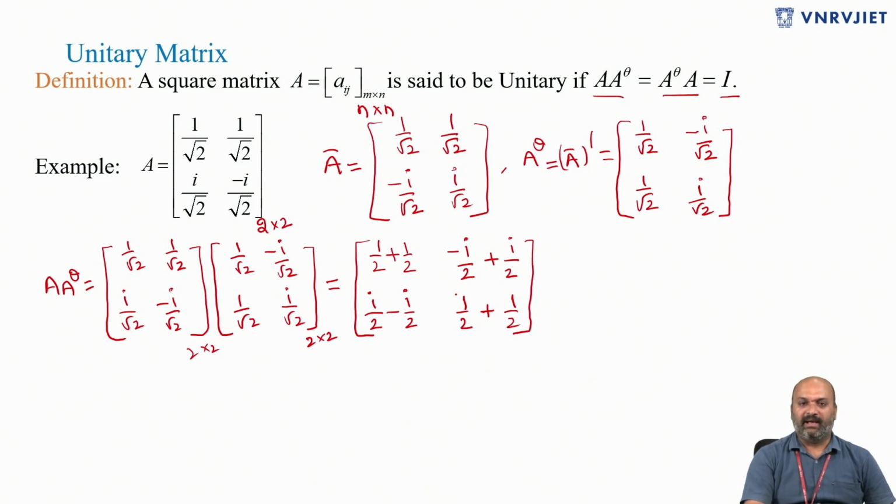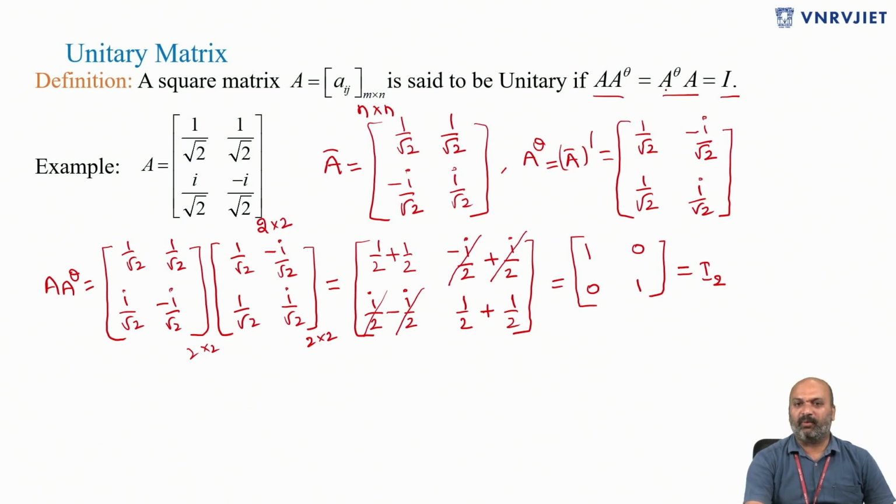Now observe here carefully. Minus I by 2 and plus I by 2 get cancelled, plus I by 2 and minus I by 2 get cancelled, and 1 by 2 plus 1 by 2 is 1. So we get 1, 0, 0, 1, which is actually the identity matrix of order 2. Simply we can write it as I2. That is, A into A theta is equal to I.